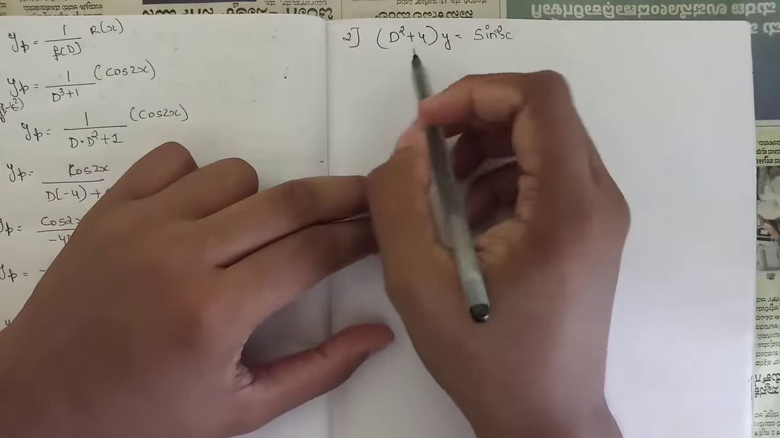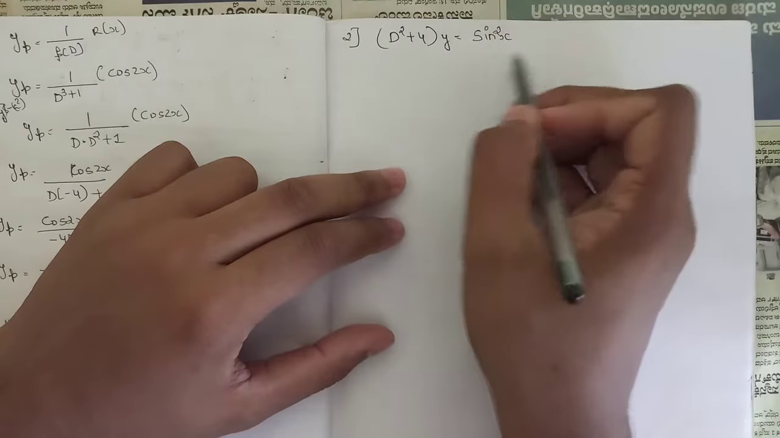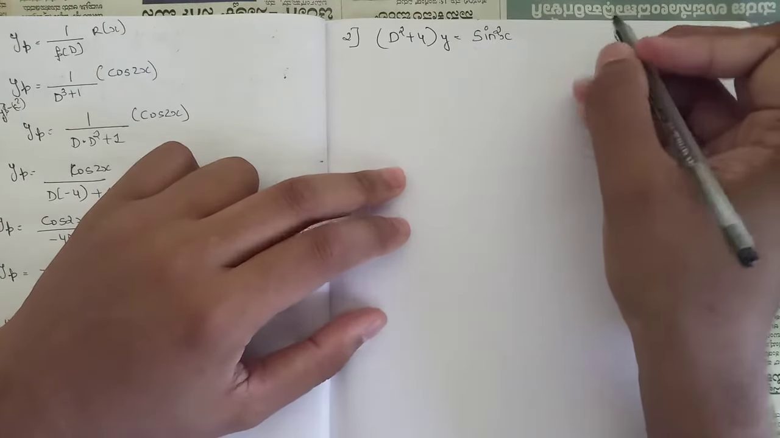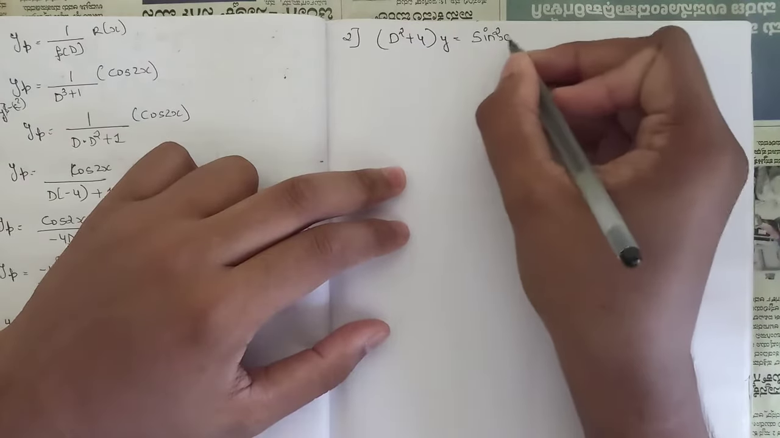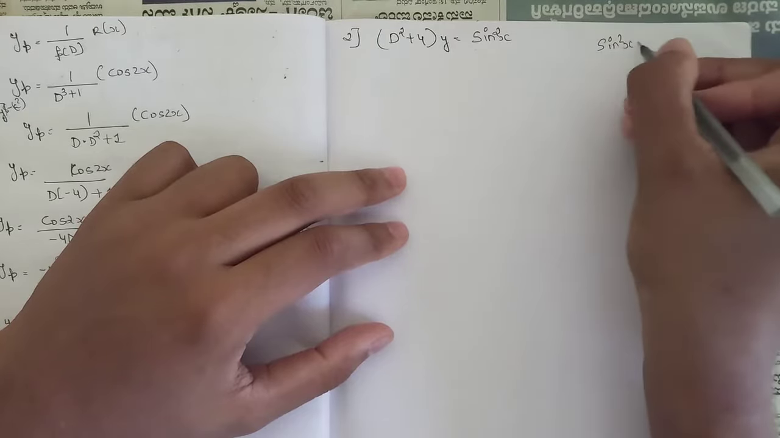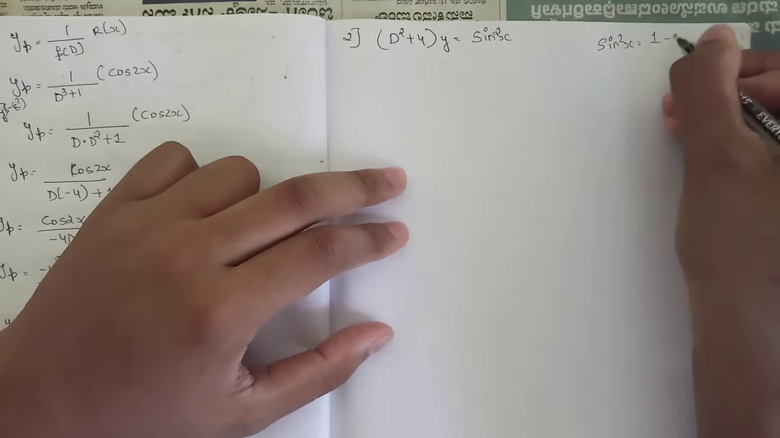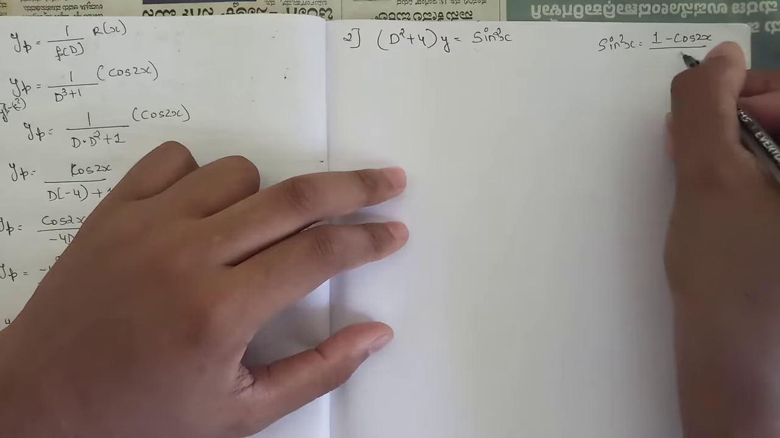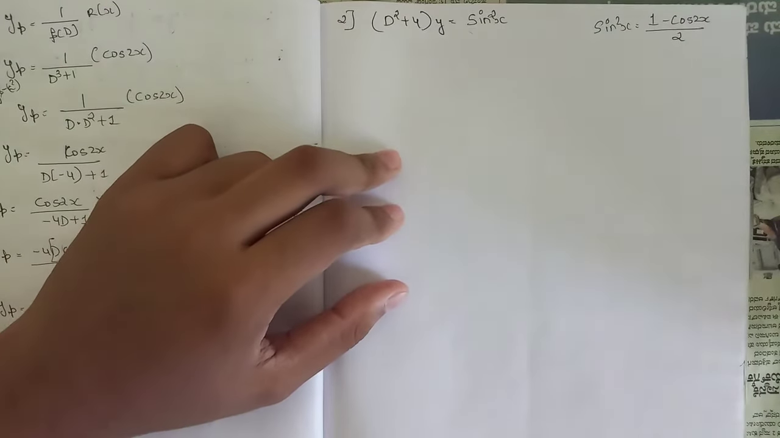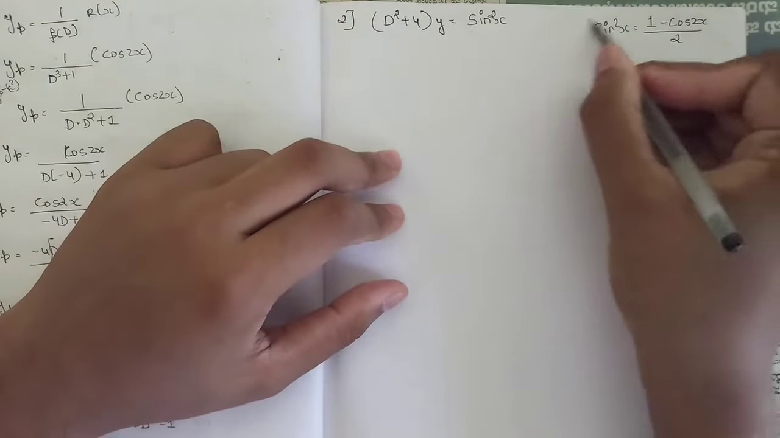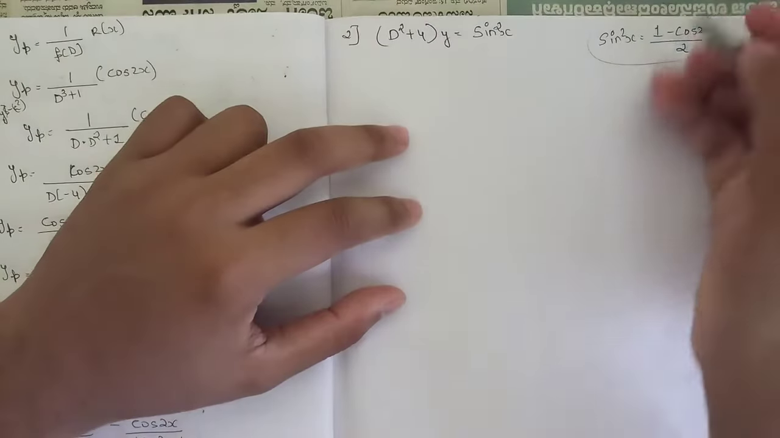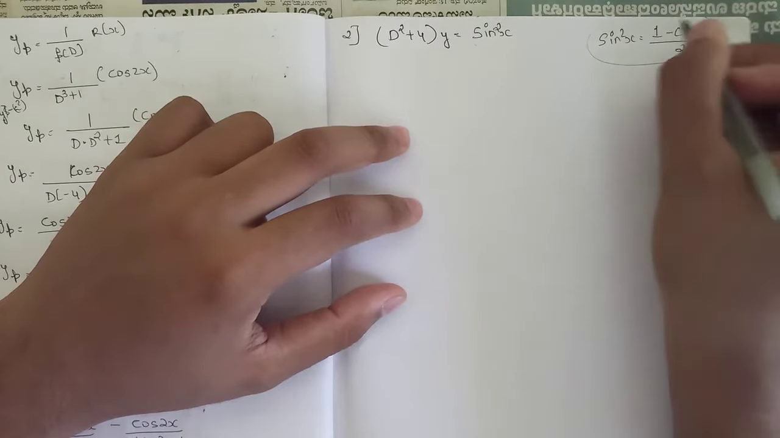So this is the second question, that is d square plus 4 into y is equal to sine square x. Here this r of x is not of the form cos ax or sin bx, right? It's of the form sine square x. But we know that we have a formula for sine square x, that is equal to 1 minus cos 2x by 2, right? So we are going to apply this formula and replace this sine square x by 1 minus cos 2x by 2. See, so here this is of the form cos ax, right? So we can simplify this.